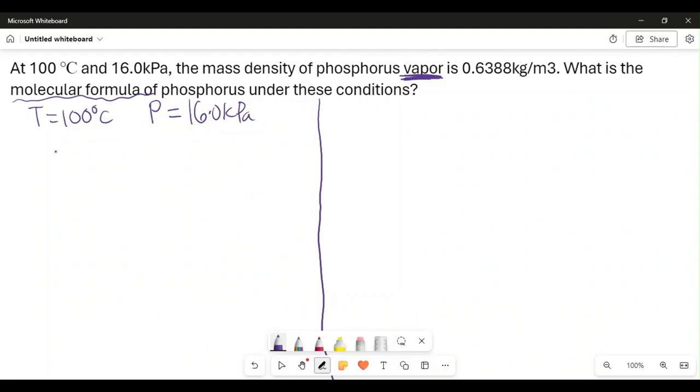Since we're hearing the word vapor and we're seeing the temperature and the pressure, this is a perfect gas question. This is a type of format that they take.